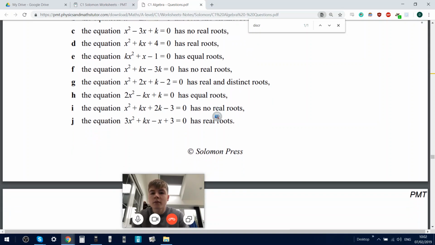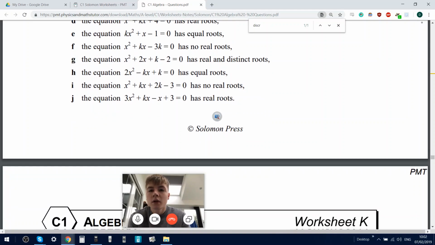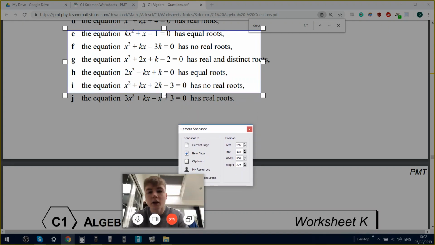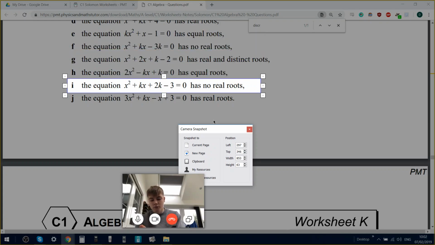Okay, how would you do part G? What is A? What is B? What is C? A is 1, B is 2, and C is K minus 2. Yeah, that's alright. If it says it has real and distinct roots, is that it has 2 repeated roots, so it's more than 0? Yeah, it's 2 roots. Okay, let's do I.